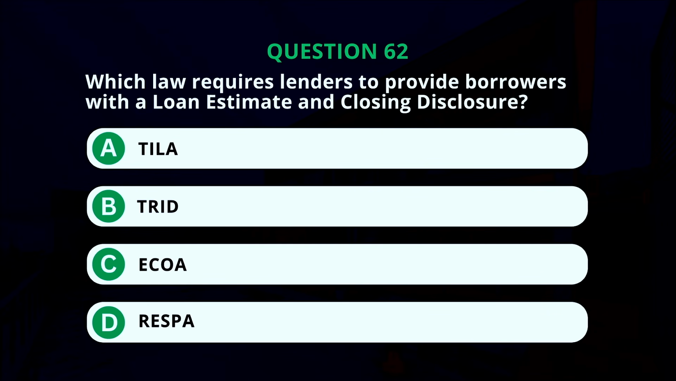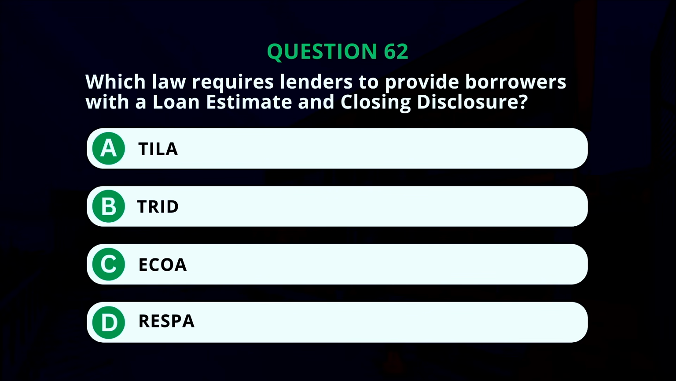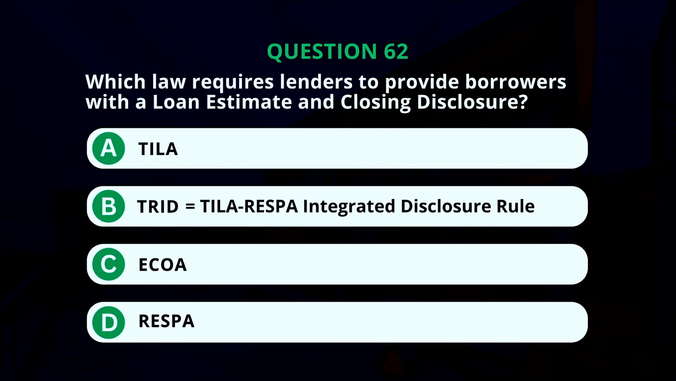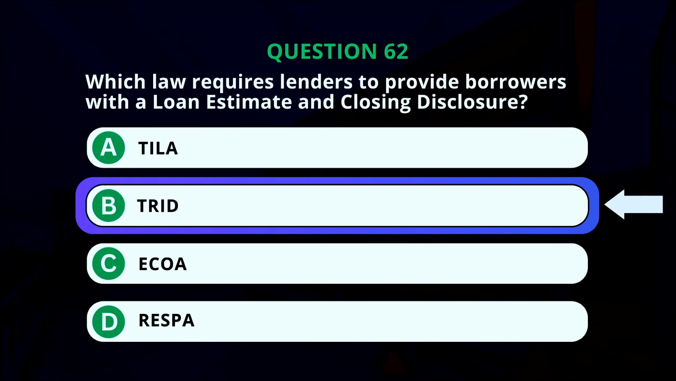Question number 62. Which law requires lenders to provide borrowers with a loan estimate and closing disclosure? Letter A, TILA. Letter B, TRID. Letter C, ECOA. Letter D, RESPA. And the answer? Letter B, TRID.